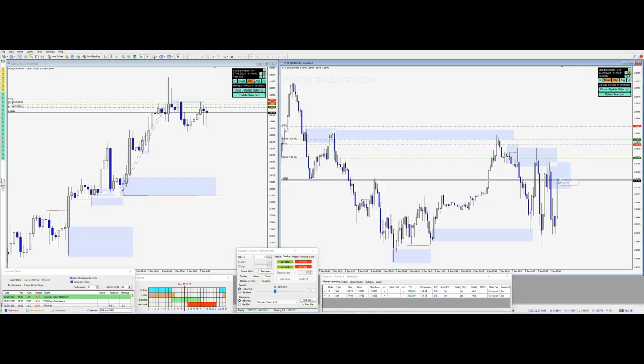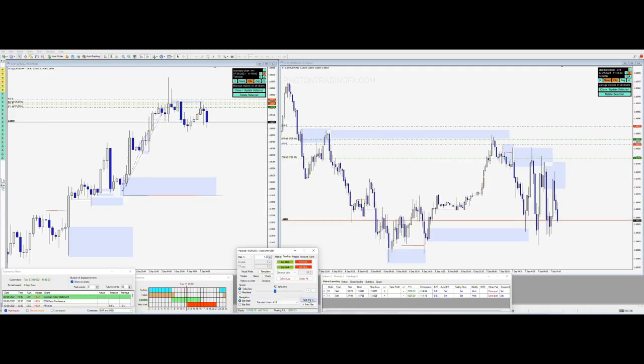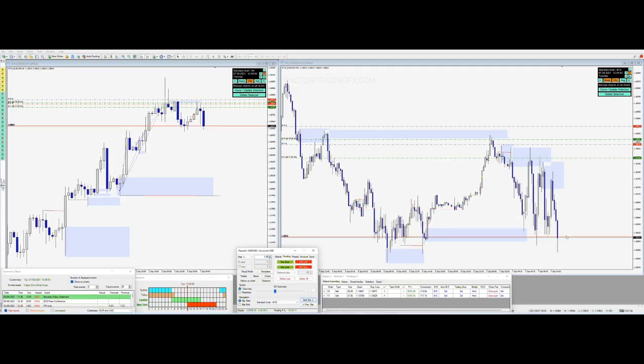So that doesn't necessarily mean I'm going to look to get short, but it's just to have an understanding of why sometimes highs might not get run. It's because supply has taken over. There we go, and the demand has now failed, and we've pushed down through.